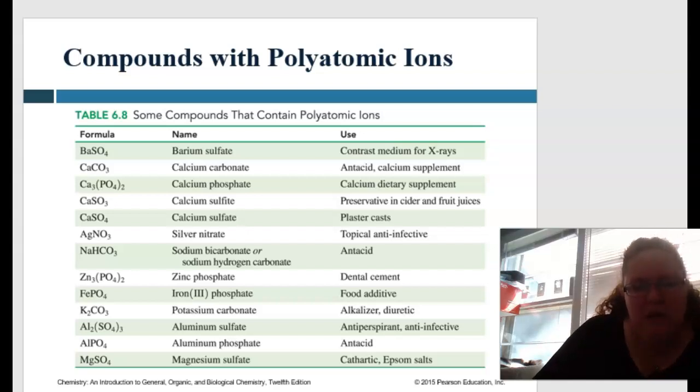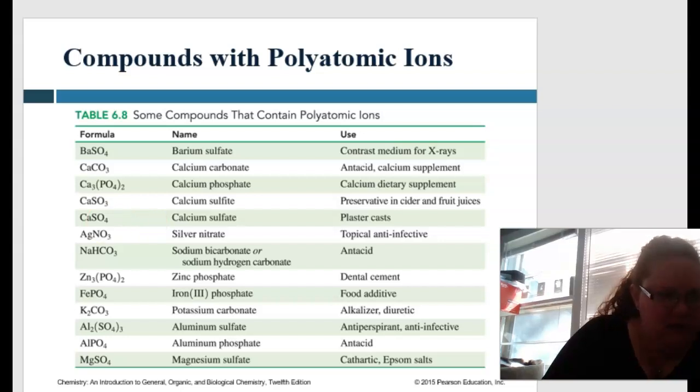Anyway, here are some common compounds with polyatomic ions. We have barium sulfate, and what is it used for? Contrast medium for X-ray dyes. It tastes like chalk. It's gross. Make sure to drink lots and lots of water. Calcium carbonate, calcium phosphate, calcium sulfate, silver nitrate. You can read through those.